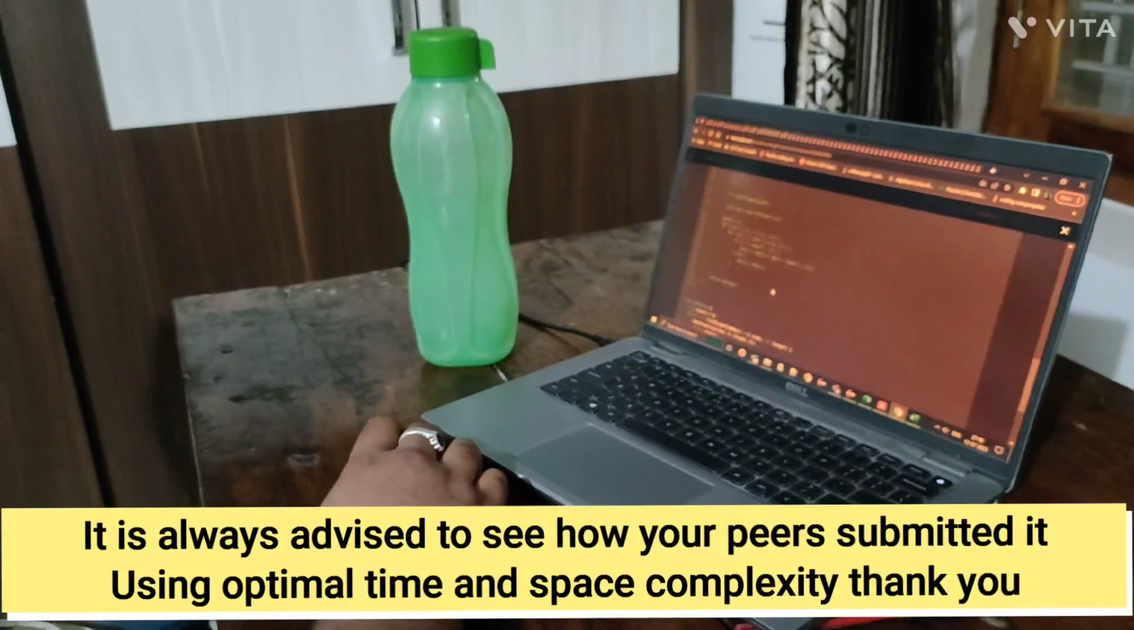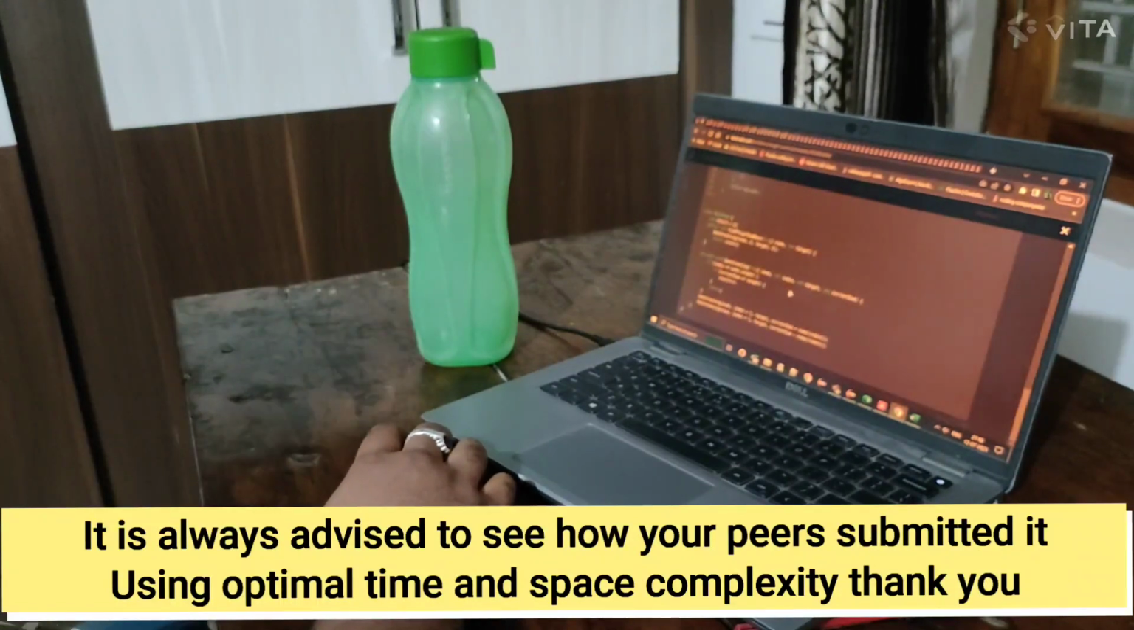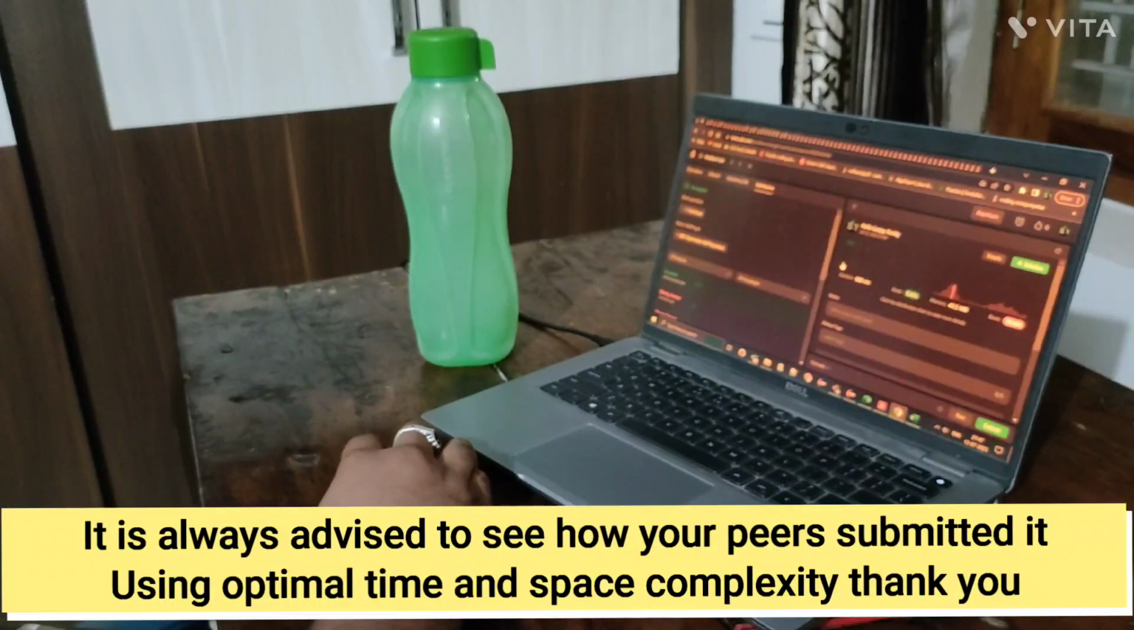Anyway, we have to look at the optimal solutions which our peers have uploaded. This will make us more efficient in terms of complexity.